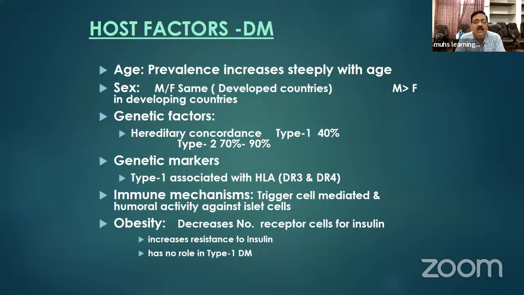There are a lot of studies which have been done, and they talk about hereditary concordance. It is far more common with type 2 diabetes than type 1 diabetes. There are genetic markers HLA-DR3 and DR4, and there is clustering of diabetes in the family, and it can be diagnosed much earlier. The human factor, particularly cell-mediated and humoral activity against the islet cell.